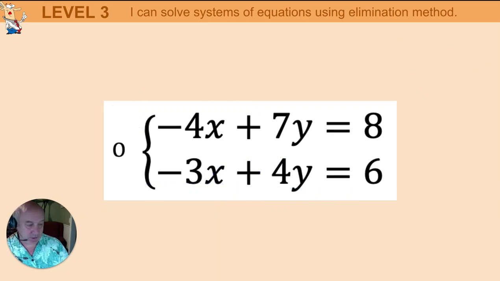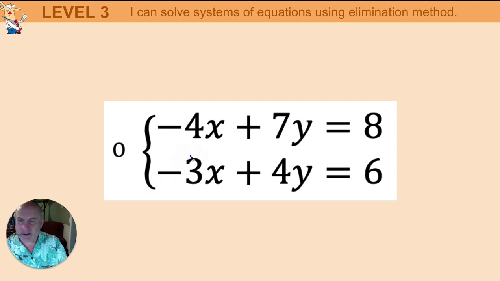Okay, so here we go. This is an example of a level 3. So when we first look at it, just like we did before, we want to check and make sure they're aligned. Notice the x's are lined up, the y's are lined up, and the answers are lined up. Then the second thing we want to do is check and see, is there any situation when we add these together it eliminates? No, not yet.